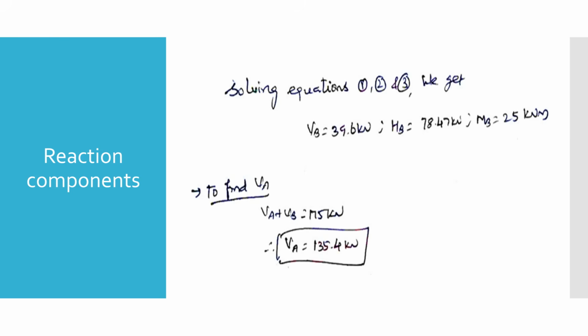Solving these three simultaneous equations yields vertical reaction VB equal to 39.6 kilonewtons, horizontal thrust HB equal to 78.47 kilonewtons, and support moment MB equal to 25 kilonewton meters. To find vertical reaction VA at the left support, we apply global vertical equilibrium. VA plus VB equals total vertical load of 175 kilonewtons. Therefore, VA equals 175 minus 39.6, giving 135.4 kilonewtons.